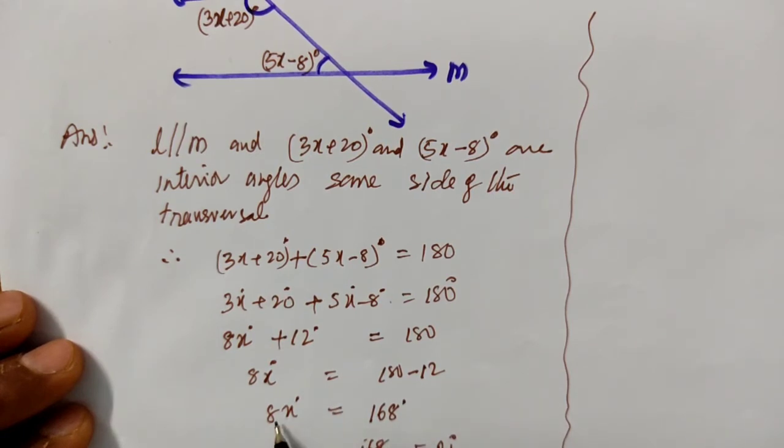Here it is multiplying, so it will divide when we transpose it to the right side. So x is equal to 168 by 8, and that is equal to 21. 8 ones are 8, 8 twos are 16, 8 ones are 8. So that is 21 degrees. x is equal to 21 degrees.